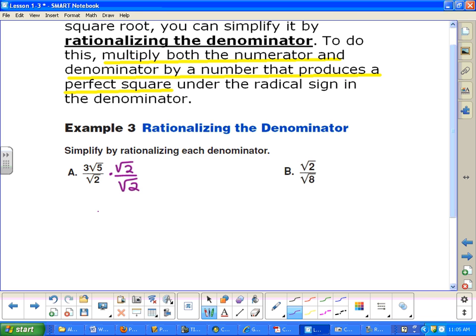So in the numerator, we'll have 3 times the square root of 10. Since the 5 and the 2 are both under the radical, I can multiply them together. So then in the denominator, what's the square root of 2 times the square root of 2? 2. And that's my answer.